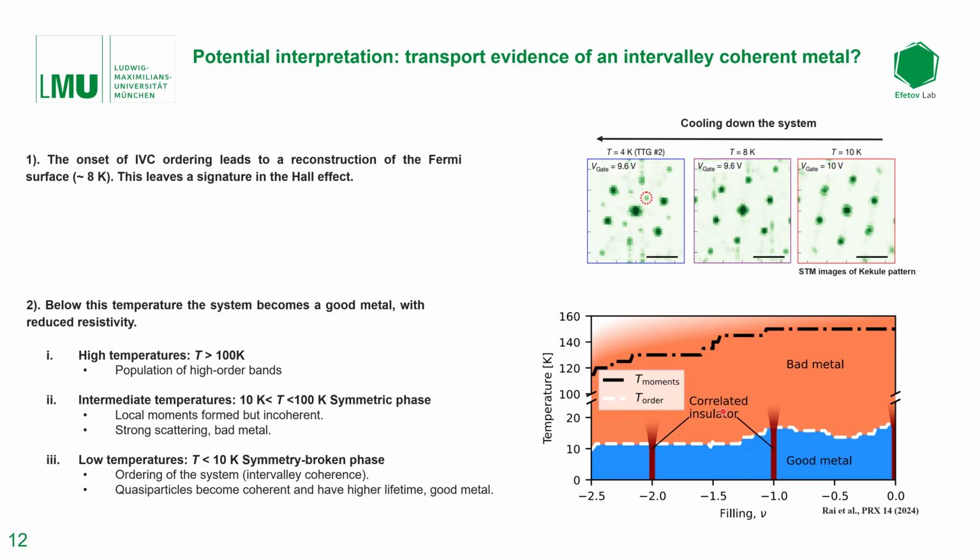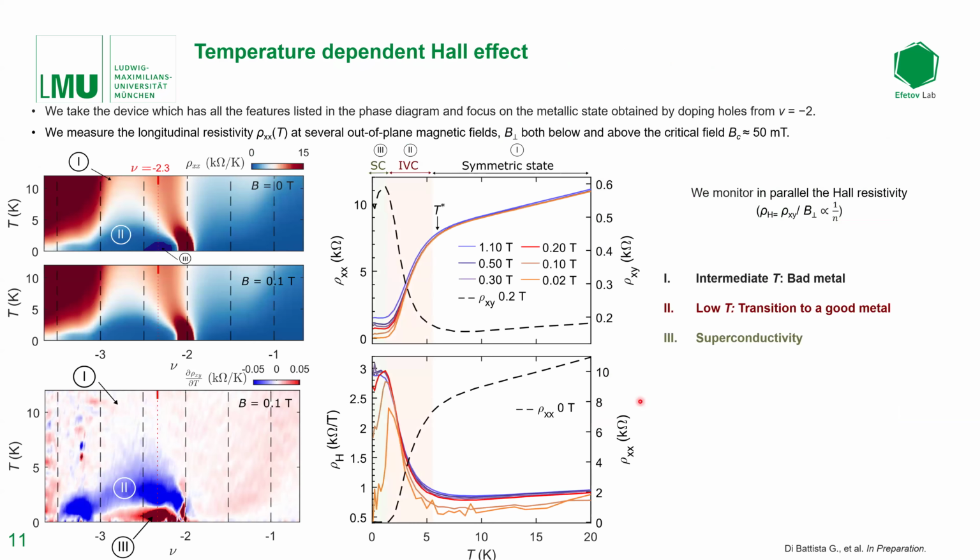And this can also be explained by having some sort of a bad metal behavior at elevated temperatures, where we have a lot of fluctuating moments, which is then frozen out, and we develop a transition into a good metal. And basically, all of this, we believe, is seen here, where we transition from a bad metal behavior, which is linear in temperature, where when the IVC order sets in, the resistivity drops by almost an order of magnitude, and out of this order, a smaller superconducting phase is developing.